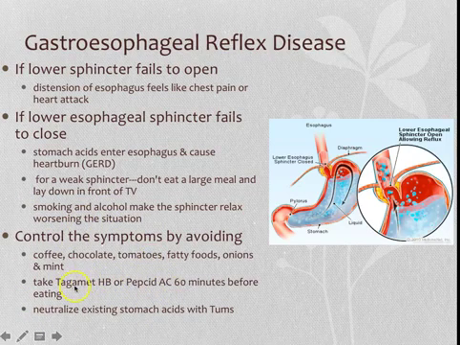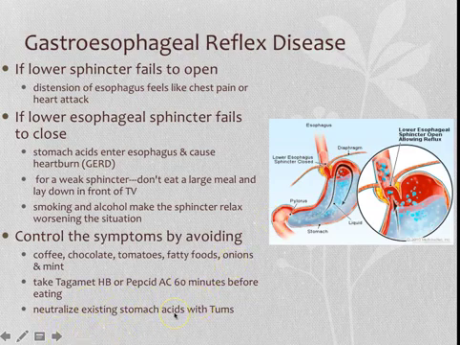So these different medications, the way Tagamet or Pepcid works, is that it decreases the amount of stomach acid that is secreted, so less stomach acid, less that's going to blurt back up. Or you can always neutralize the acids with Tums.